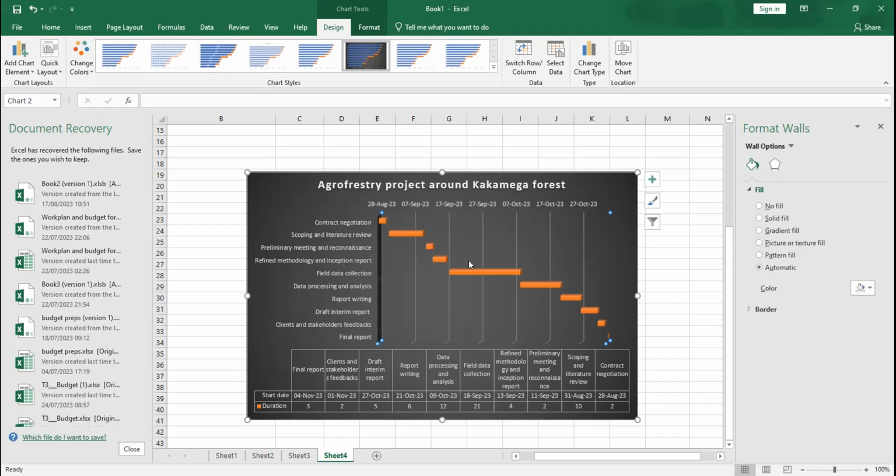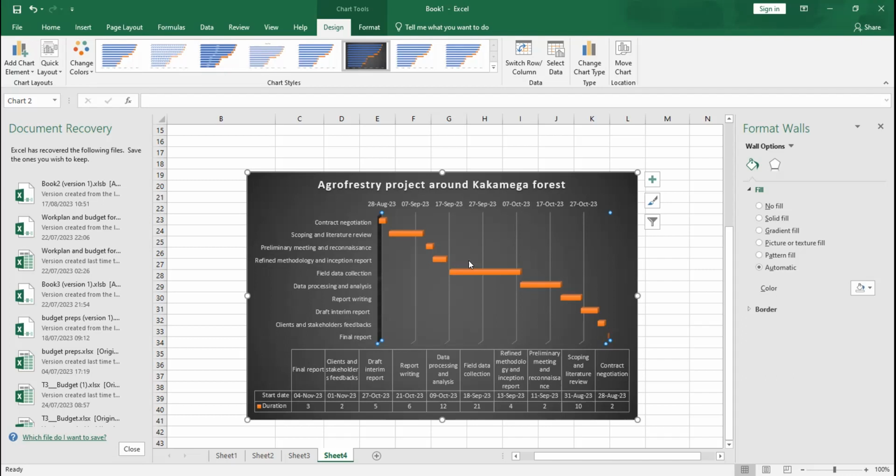When we behave like this, everything in the project becomes easy. For instance, we want to project the cost of this project. We simply analyze each and every activity on its own, like contract negotiation. What cost are we going to incur in that case? Then we sum that. We come to scoping and literature review. Is there any cost corresponding to it? Yes, we sum that, and then we give the cost equivalent even for the internet.